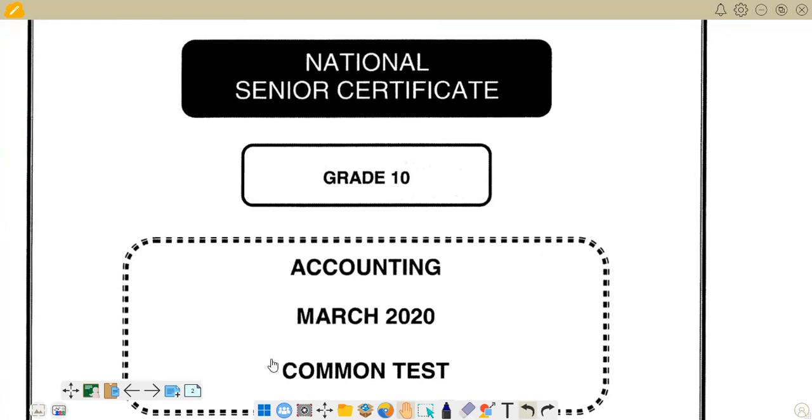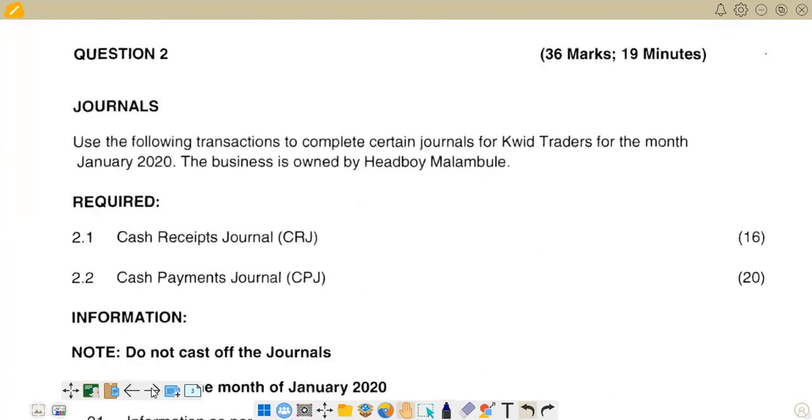So on this question paper, we are going to look at the question of journals. And this is the question that we have. This is question 2 that we're going to look at, and this question is on journals. On this question paper, we are expected to spend 19 minutes on this question, if it has got 36 marks. So we go through the question and answer the questions that are going to follow.